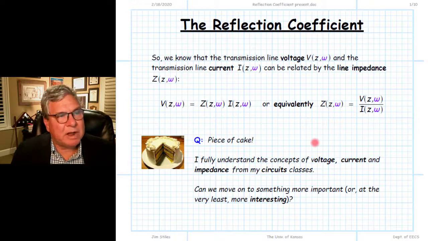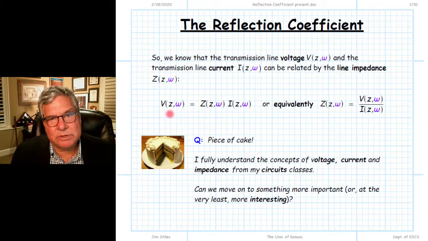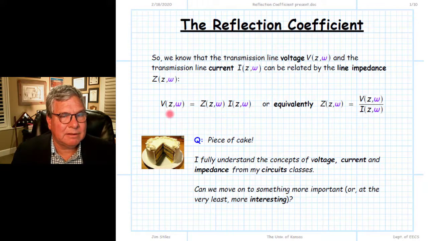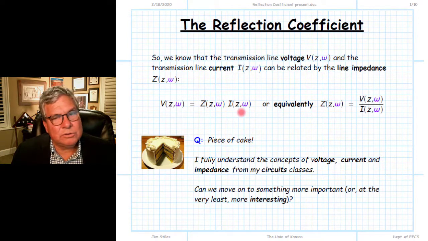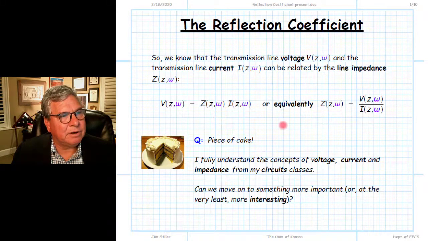Right, so summarizing what we've learned thus far about transmission line activity, we know we have a total voltage, which is the sum of the voltage created by the plus and minus propagating wave. We have a total current, which is the sum of the current created by the plus and minus propagating wave. And those two complex functions of position and frequency are related by a line impedance function, which is, of course, then likewise a complex function of position and frequency.